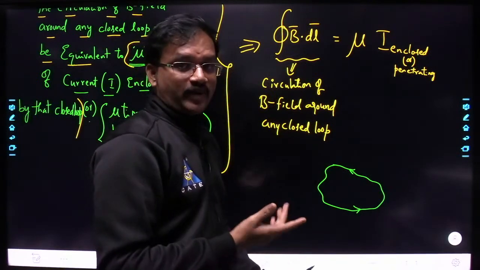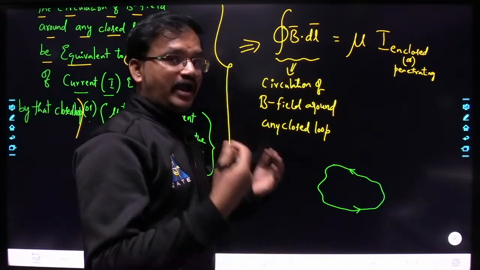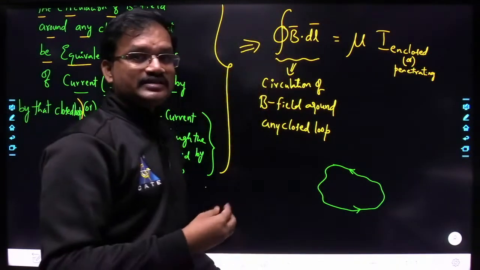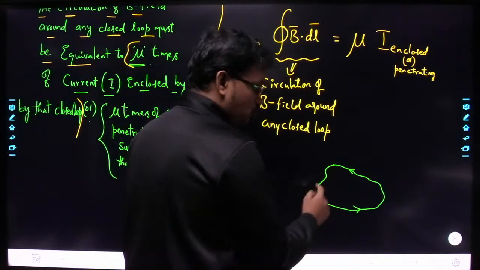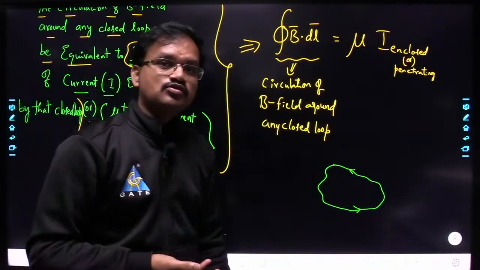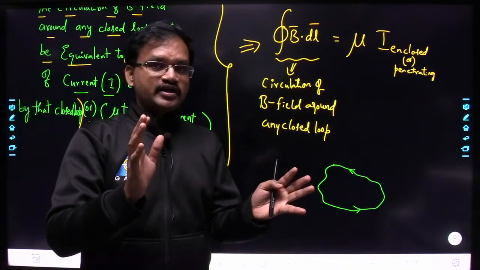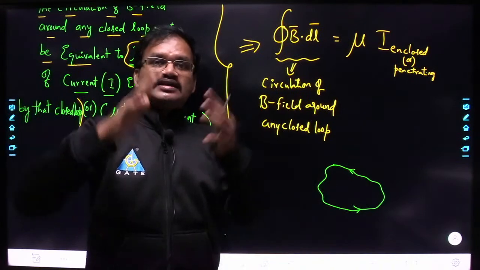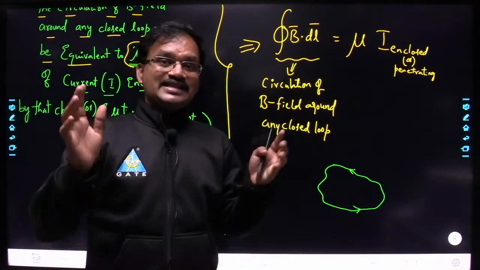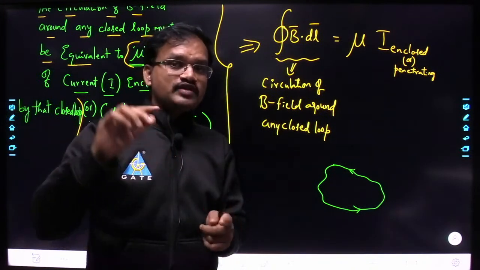That means I want to determine the circulation of B field around this closed loop. So if there exists any B field around this closed loop, that means inside this closed loop there must be a source of B field. Yes or no? So you can compare it with Gauss law. In Gauss law, if you observe any electric flux leaving the closed surface, then inside that closed surface there must be a source of that field.